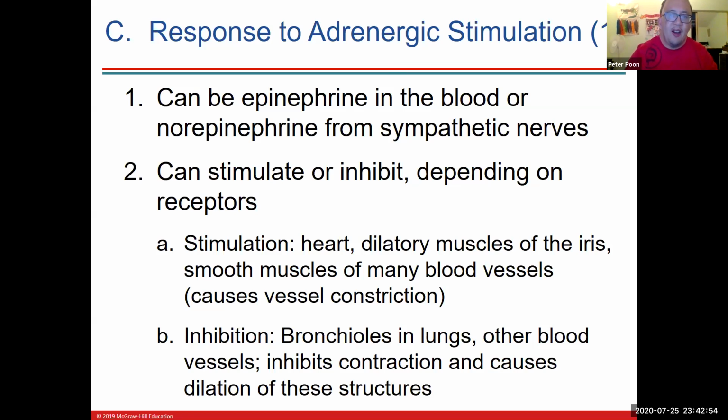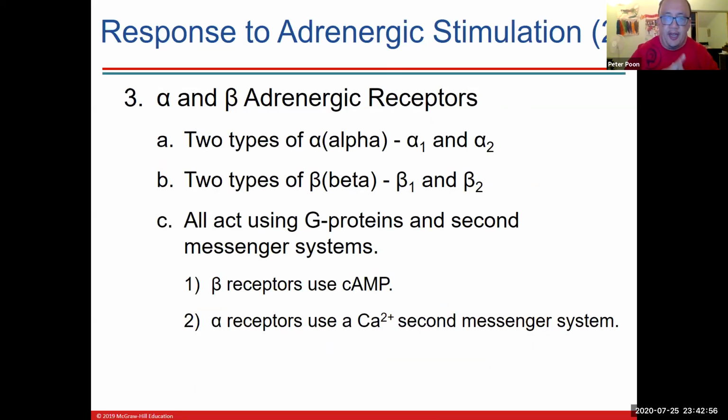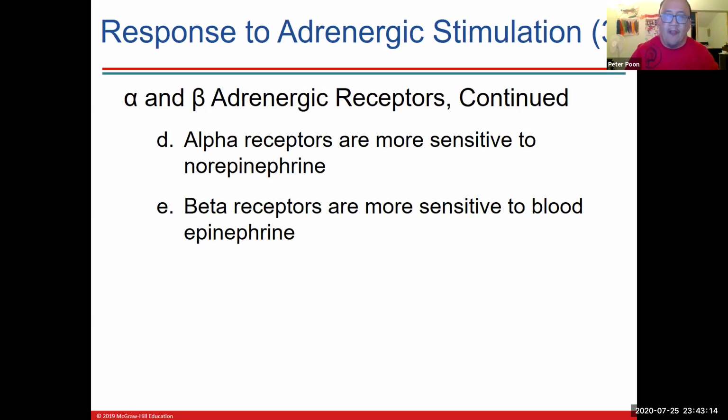So I think the hardest thing for you guys to understand is the difference between alpha and beta adrenergic receptors. There are two subtypes: alpha 1, alpha 2. Two beta types: beta 1, beta 2. Alpha receptors are more sensitive to norepinephrine. Beta receptors are more sensitive to epinephrine.